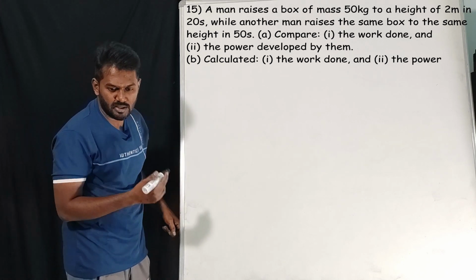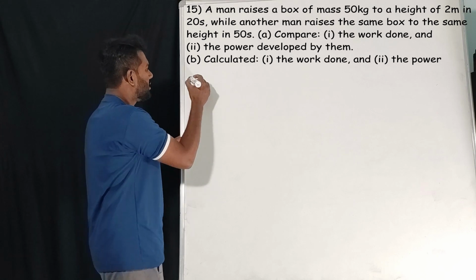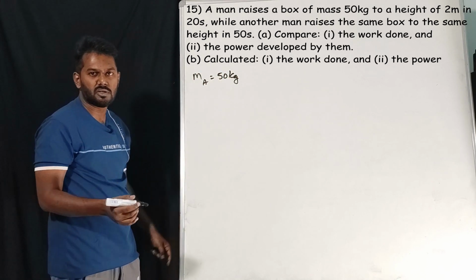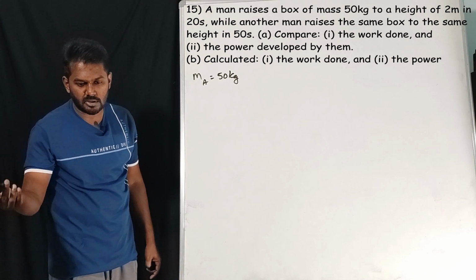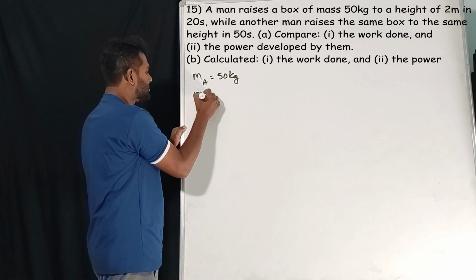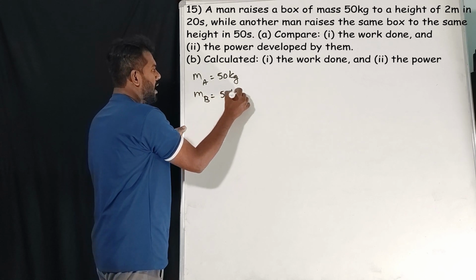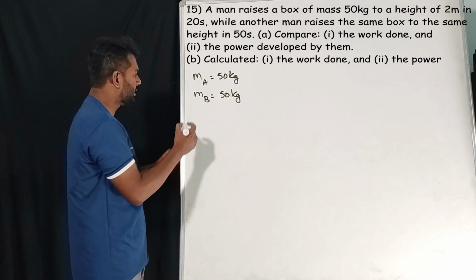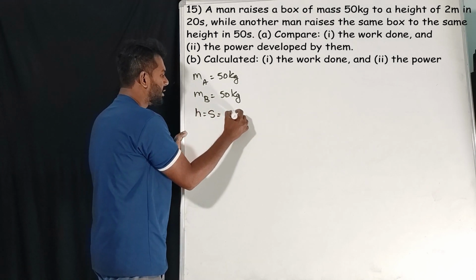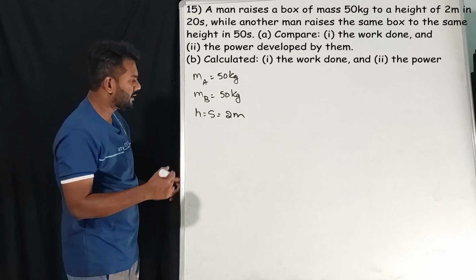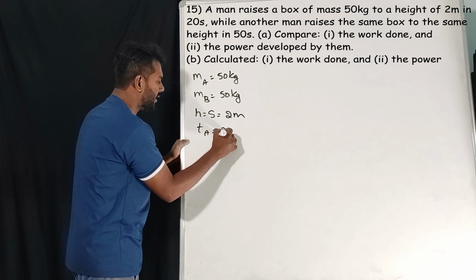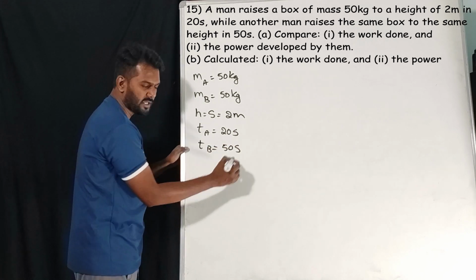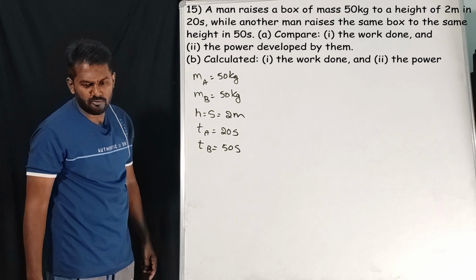Okay, very simple. First we will write the given data. Mass of man A is equal to 50 kg. Here in this question, the mass of person B, the other person, is not given, so take that mass as the same. Mass of the other person is also 50 kg. Then the height they have given, correct? Height is nothing but displacement, that is 2 meters. And then time taken by person A is 20 seconds and time taken by person B is 50 seconds, correct?